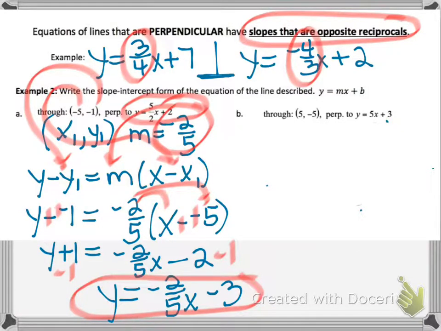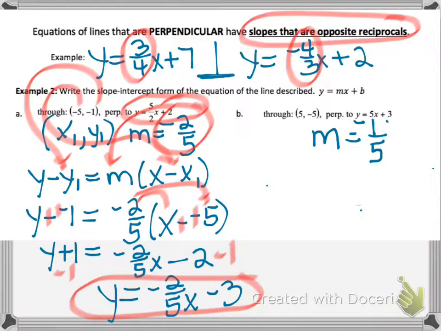Okay, let's take a look at the next problem. This time we want to make a line that is perpendicular to a line with the equation y equals 5x plus 3 and goes through the point (5, negative 5). First of all, my slope has to be the opposite and reciprocal of 5. If I have a whole number like that, I get the reciprocal by doing 1 over that number, so that would be 1/5. Then I change the sign, so it's opposite and reciprocal: negative 1/5.